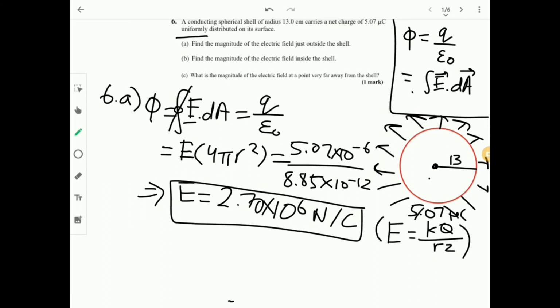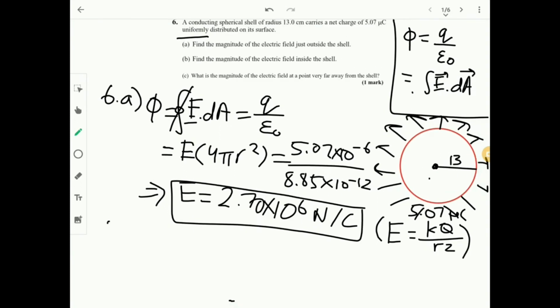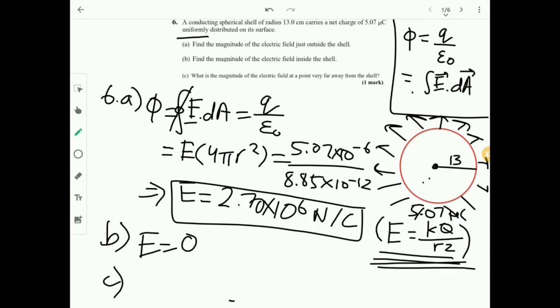Part B now. What's the magnitude of the electric field inside the shell? Since we know all the net charge is on the outside of the shell, is there anything inside? No. Very easy. E is 0. C. What is the magnitude of the electric field at a point very far from the shell? Since we know this equation that I'm underlining here, what they're asking us is when r tends to infinity, what does E equal? Oh wait, sorry.